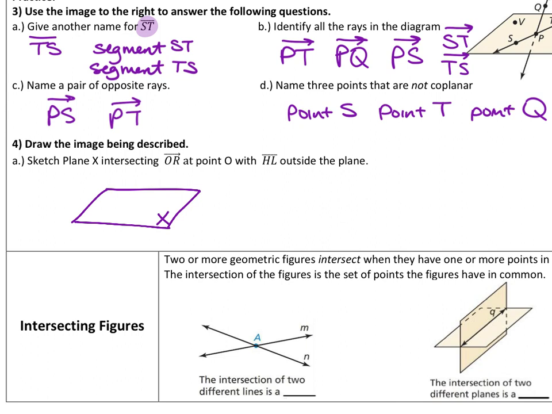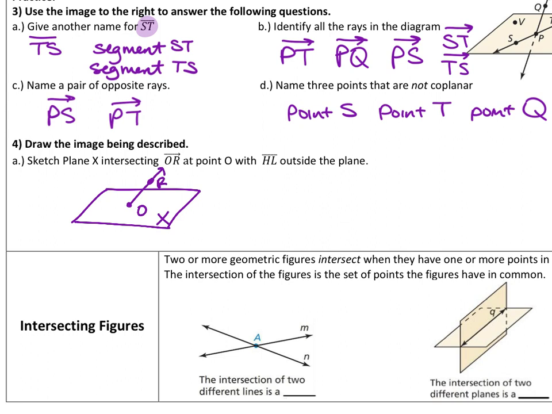It says that it's intersecting, which means crossing, with the ray OR at point O. So if I need it to cross, that means I need point O to be on the plane, and I need the ray, OR, to be extending out of the plane. Because it's just intersecting. It's not on the plane, it says intersecting with the plane.